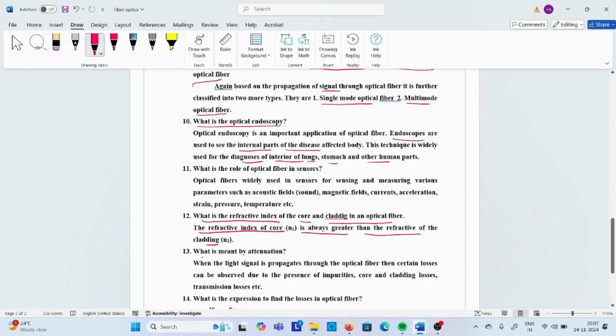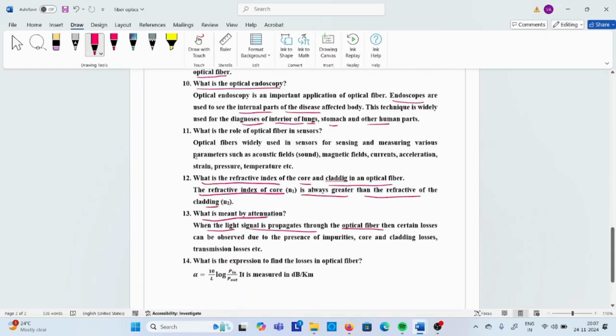Then another question is, what is meant by attenuation? When a light signal propagates through the optical fiber, a certain amount of information or signal is lost. This loss of signal is called attenuation.